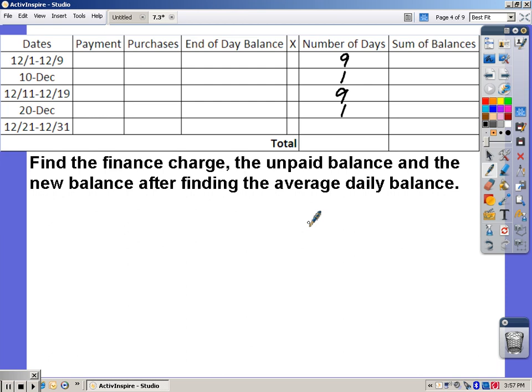Then we have 12/21 to 12/31. 31 minus 21 is 10, plus 1 is 11 days. Okay? Now, December has 31 days. Most credit cards do not go on a month-to-month cycle. Many times they are in the middle of the month to the middle of the month, or some variation of that. I think my personal card goes from like the 21st of each month through the 20th of the following month. Okay? So, you need to know how many days are in each month to determine your average daily balance.